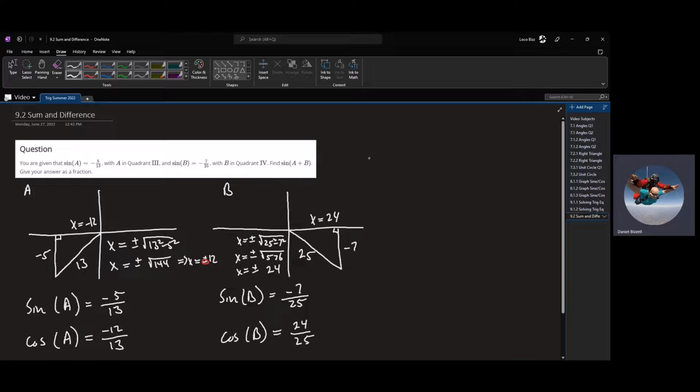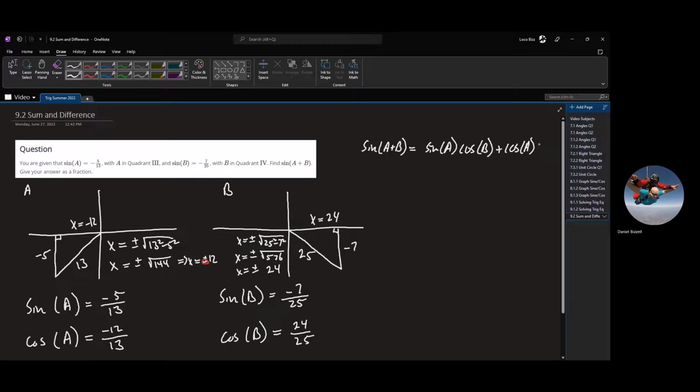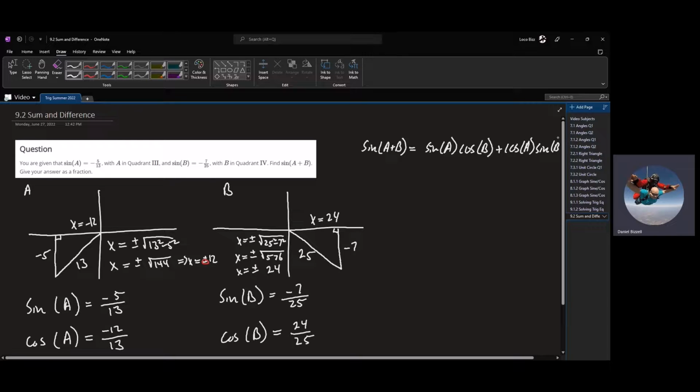The last thing we need to do is look at our formula for sine of A plus B, and that formula is sine of A plus B is equal to sine of A times cosine of B plus the cosine of A times sine of B. So now that we found all these values down here, we just need to plug them into this formula and get our answer.